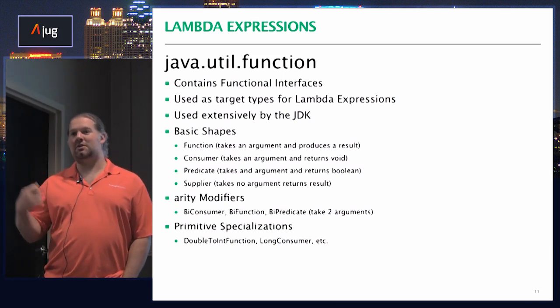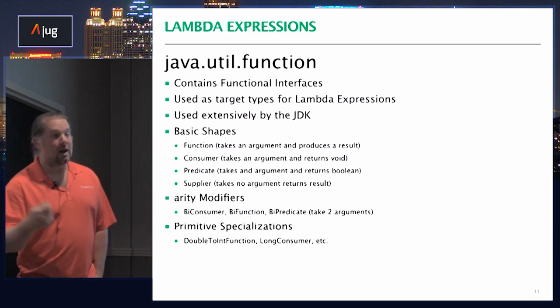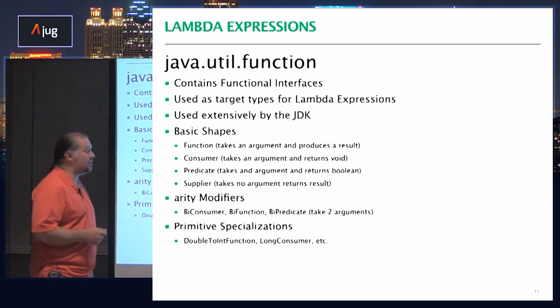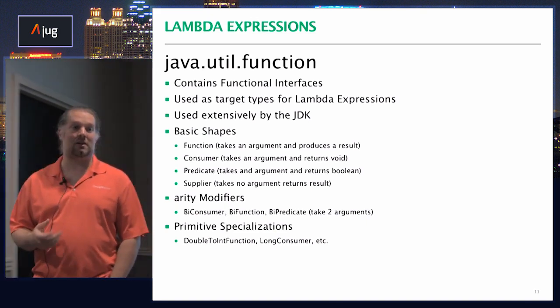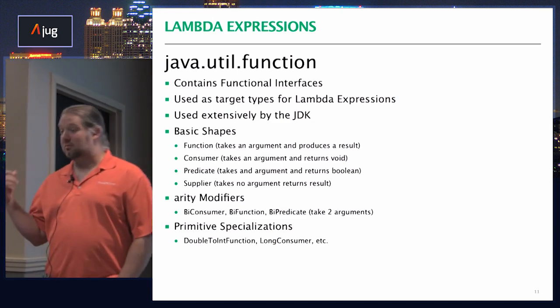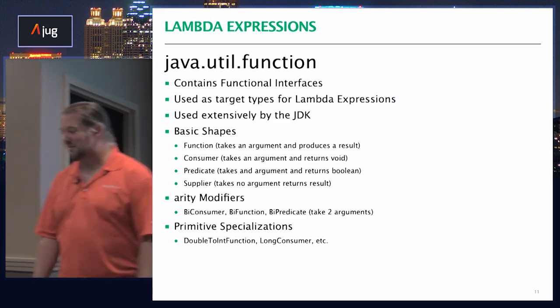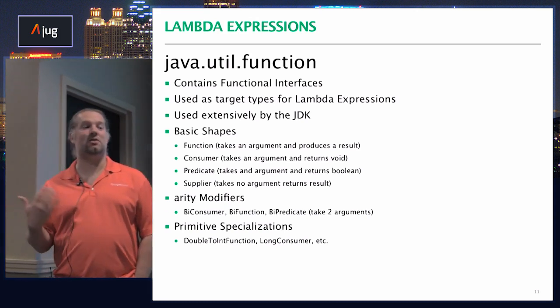When you're creating Lambda expressions like we did earlier, you can create a functional interface of your own if you like. But also in Java 8, we have the new package java.util.function that contains a whole bunch of functional interfaces that are already declared for us. They're used as target types for Lambda expressions, and they're used extensively by the JDK.